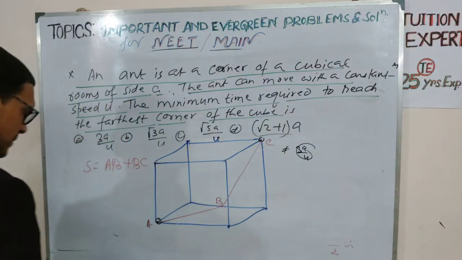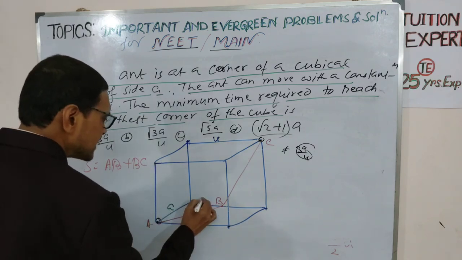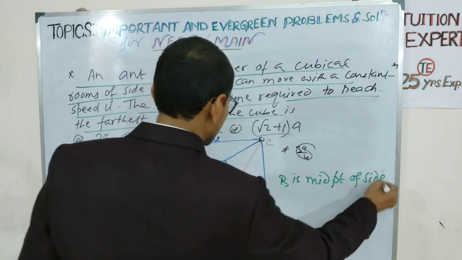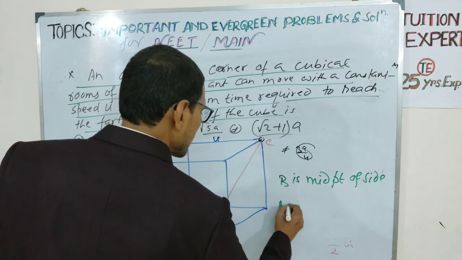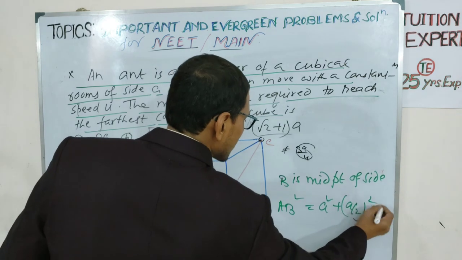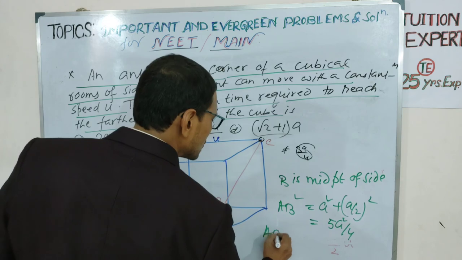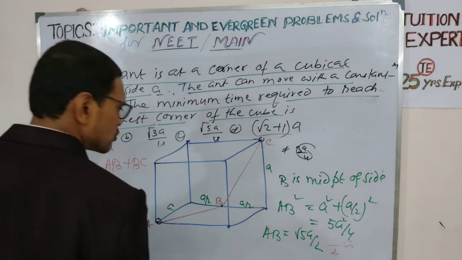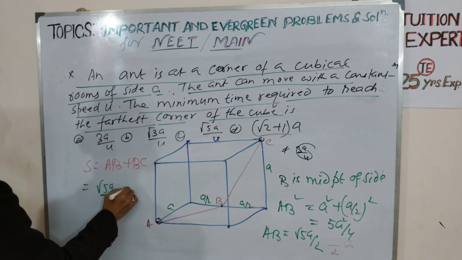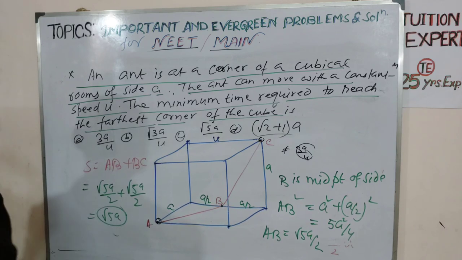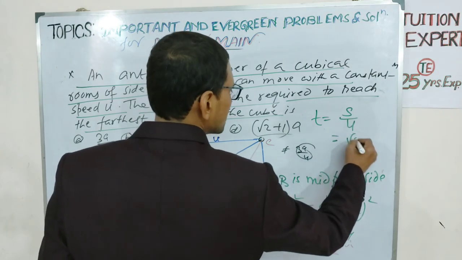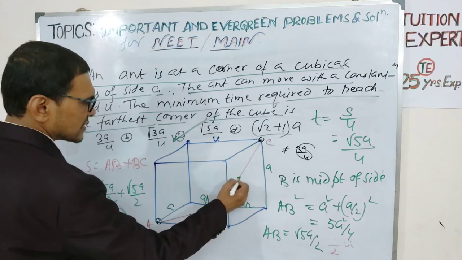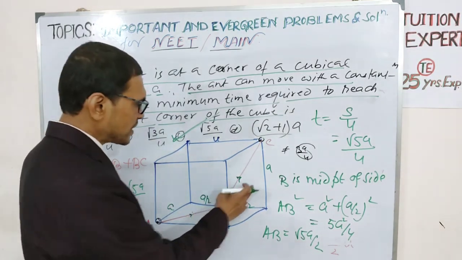Now what is AB? If we consider this, this is A and this is A by 2, because B is the midpoint of the side. From the Pythagoras theorem, AB square equals A square plus A by 2 whole square, which equals 5A square by 4, so AB equals root 5 A by 2. Again, for BC, this is A and this is A by 2, so BC equals root 5 A by 2. So the total distance is root 5 A and the time taken t equals distance by velocity, that is root 5 A by u. This is the answer. The path travelled will be this way, and this path will be the minimum distance.